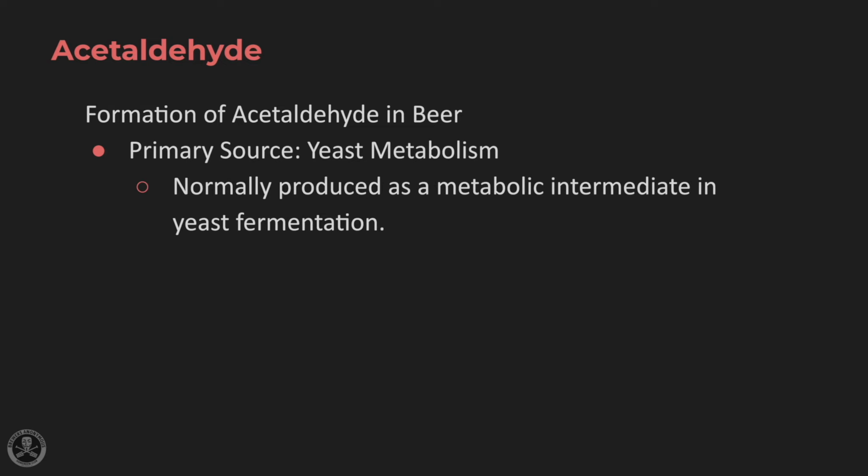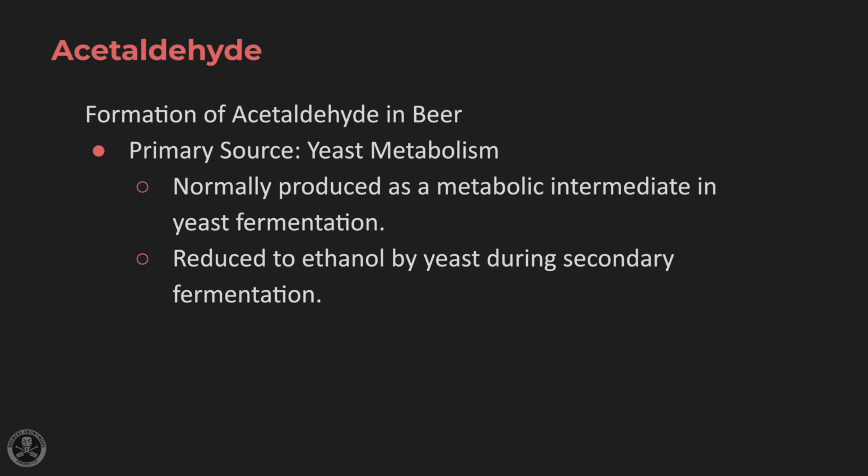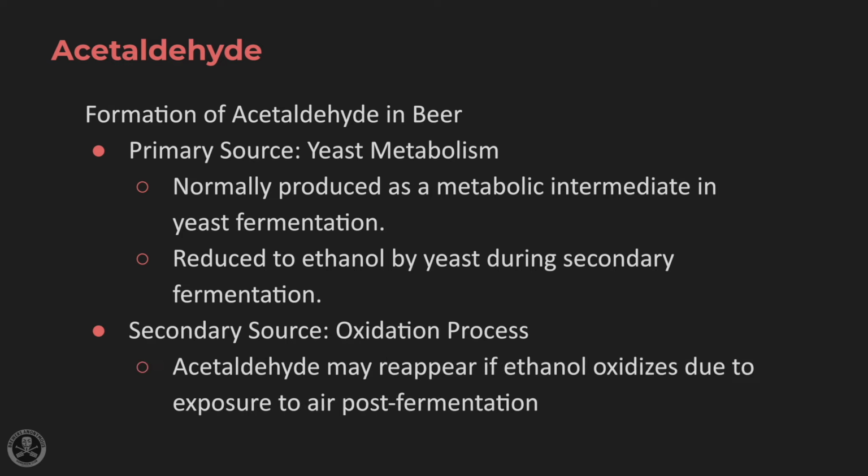Now let's take a look at the most common formation of acetaldehyde in beer during fermentation. The primary cause during primary fermentation is a result of yeast metabolism. Normally, the yeast produce acetaldehyde during fermentation, but then reduce and convert it to ethanol during the secondary fermentation. However, if the beer gets oxidized in the secondary fermentation process, this can reverse the ethanol conversion and raise the levels of acetaldehyde back to an undesirable amount.